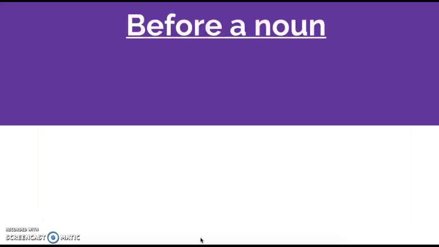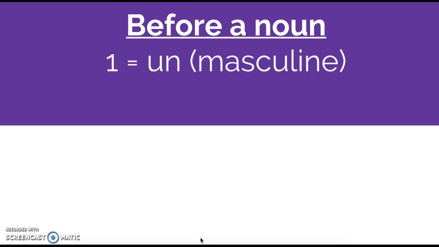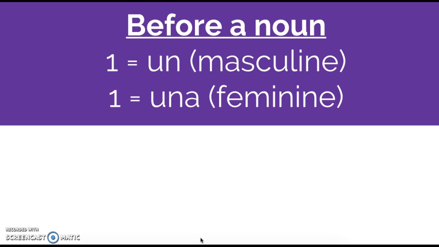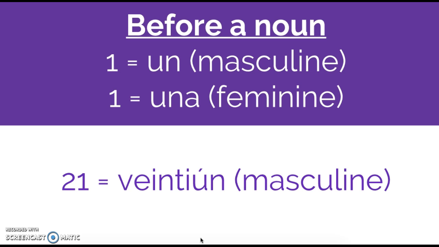Okay, something you need to remember when you're using a number before a noun, if it is singular, so if you only have one of something, instead of saying uno, we shorten that to un if it's masculine, and una if it's feminine. You should recognize these words from the indefinite article exercises we did last time. And in those, we talked about how un or una can mean a or an, but you also know that it means one. The same is true if you're using a number that ends in a 1.